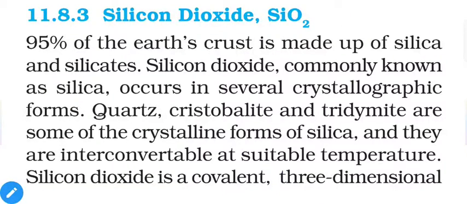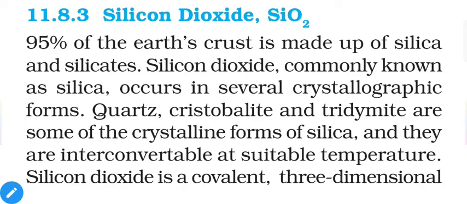Hello students, so today we will discuss compounds of silicon. First is silicon dioxide. Just like carbon dioxide, we have silicon dioxide, but silicon dioxide is a solid compound and it is one of the main components of the earth's crust. 95% of the earth's crust is made up of silica and silicates, and silicon dioxide is known as silica.